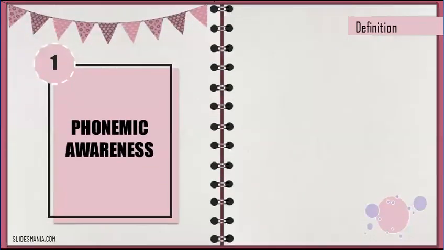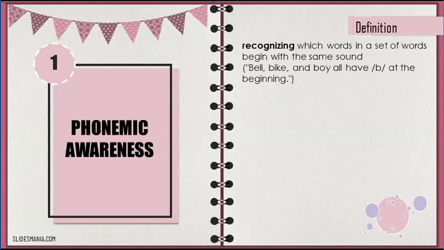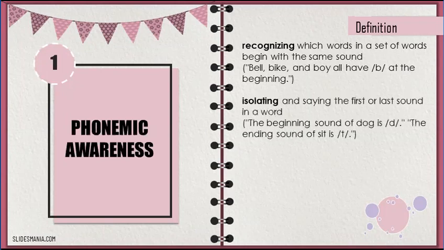Children can demonstrate phonemic awareness in several ways, including recognizing which words in a set of words begin with the same sound, like bell, bike, and boy all have b at the beginning. We also have isolating and saying the first or last sound in a word, like the beginning sound of dog is d, the ending sound of sit is t.